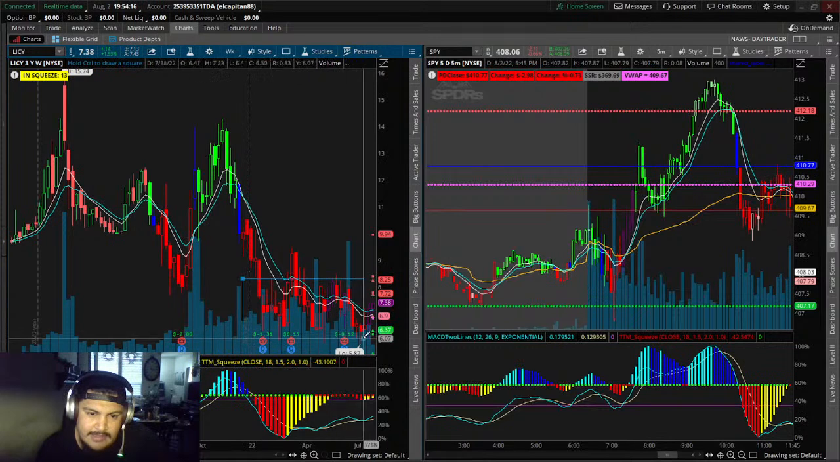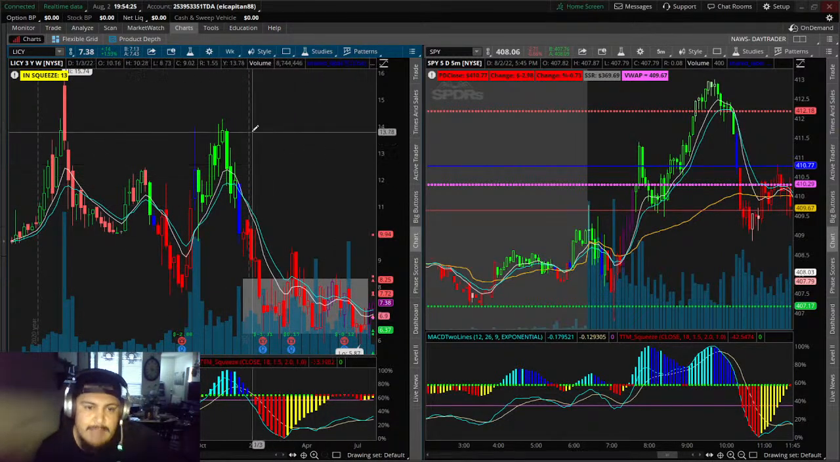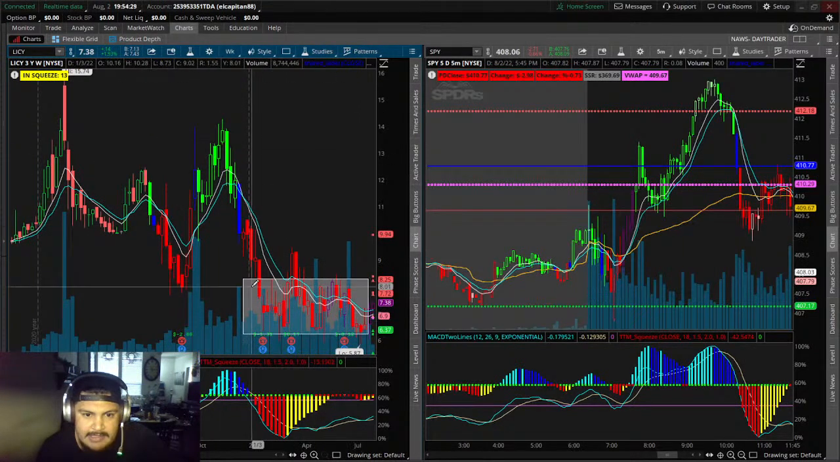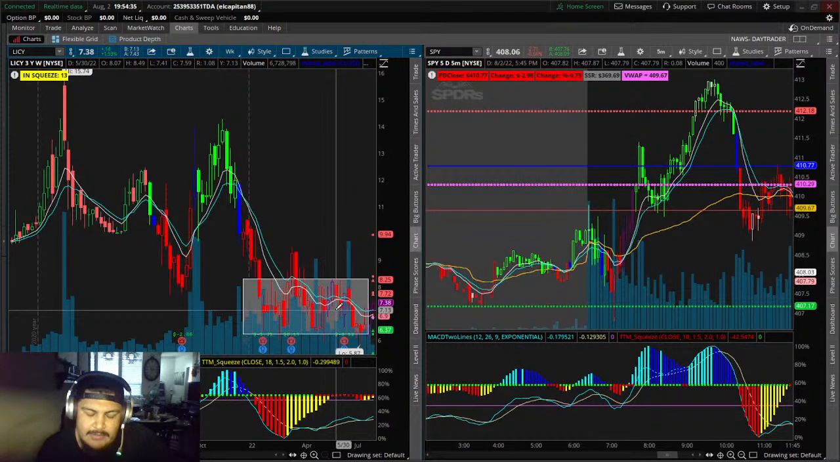So you have this area that it's consolidating in. It's made a really nice base, right? And this works best on tickers that are very, very beat down, and if you're playing small caps, something that has a very high short float.